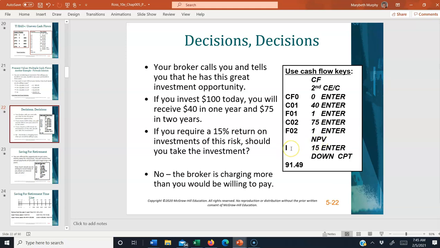It's going to ask you the interest rate, and you're going to hit 15 and enter. You're going to hit the down arrow and the CPT button to compute. And the value turns out to be $91.49. So the value of this investment, the present value, what it's worth today, is $91.49. We're going to invest $100. So we'll actually lose almost $8.50, $8.51, if we make this investment. So it's not a good investment.